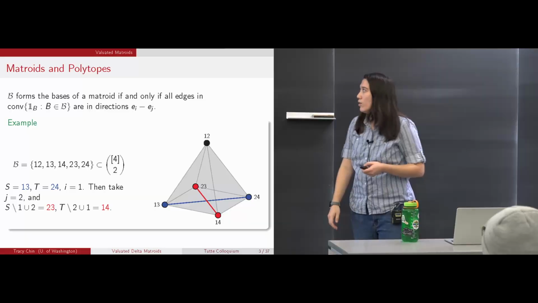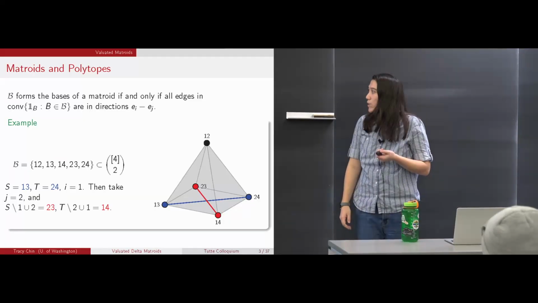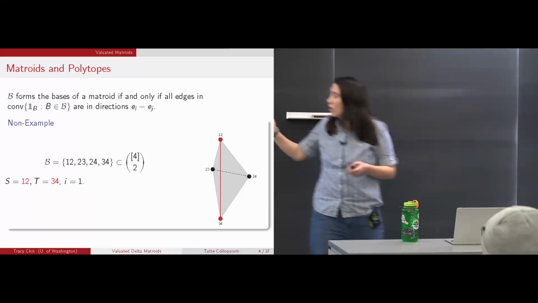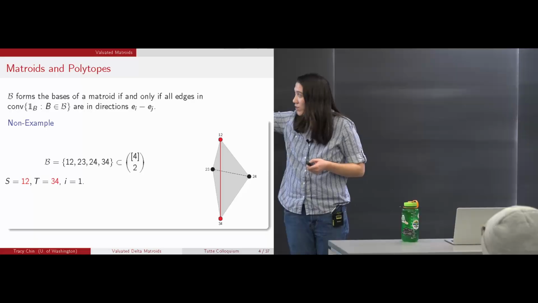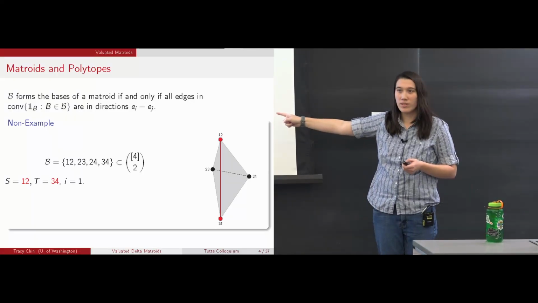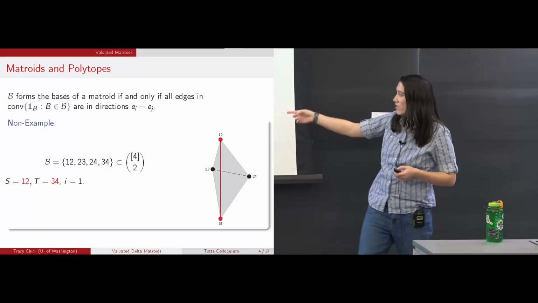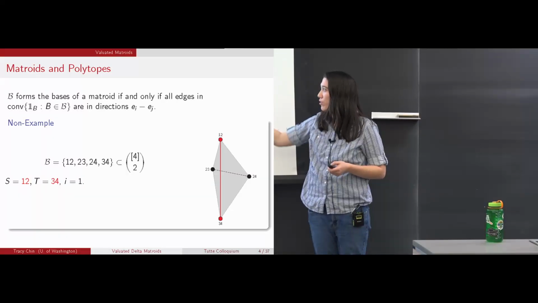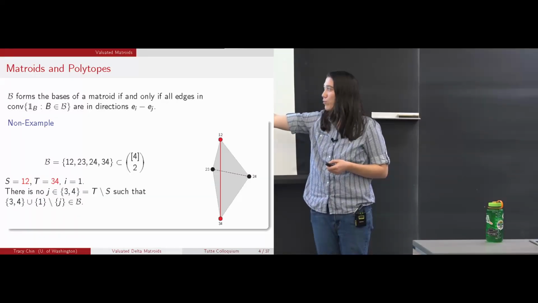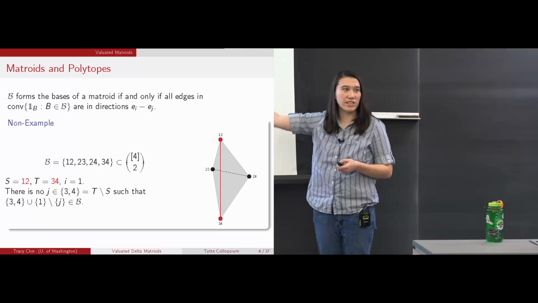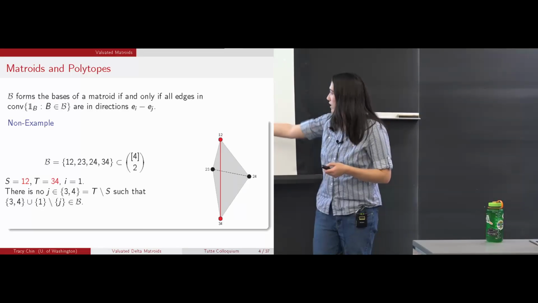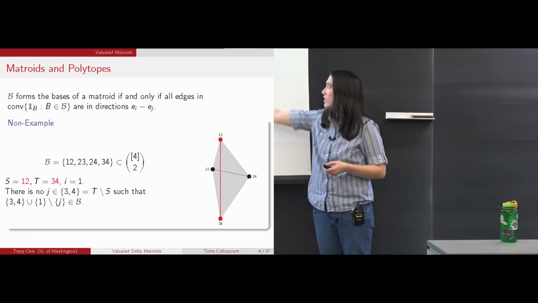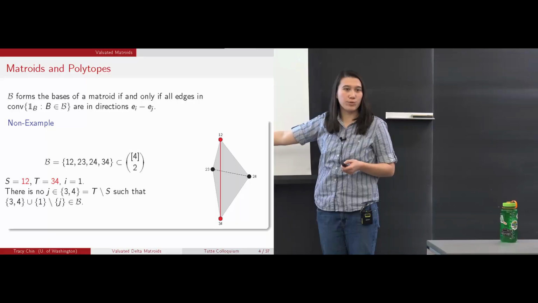Okay, here's something that is not a matroid. The way we can see this is, for basis exchange, if we take {1,2} and {3,4}, there's nothing that we can swap out to get to 2 new bases. And in this polytope, because of that, we get this edge between {1,2} and {3,4}.